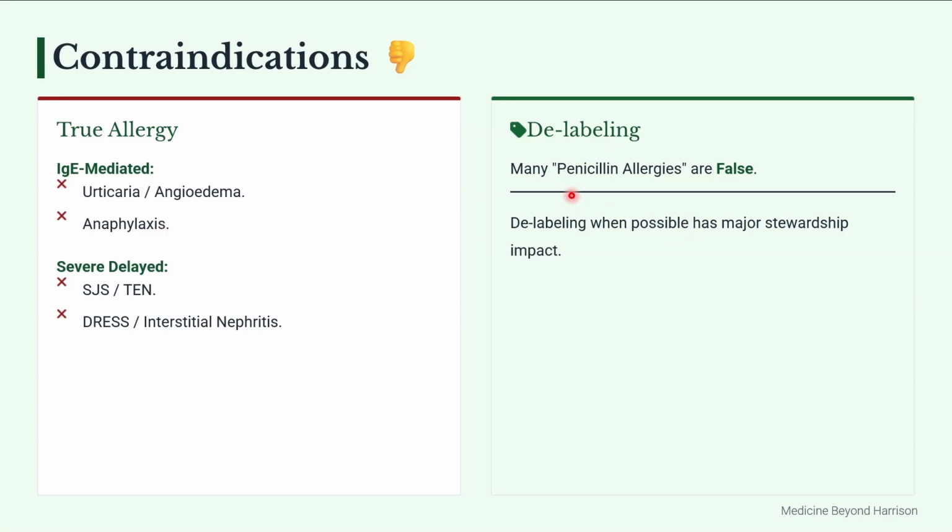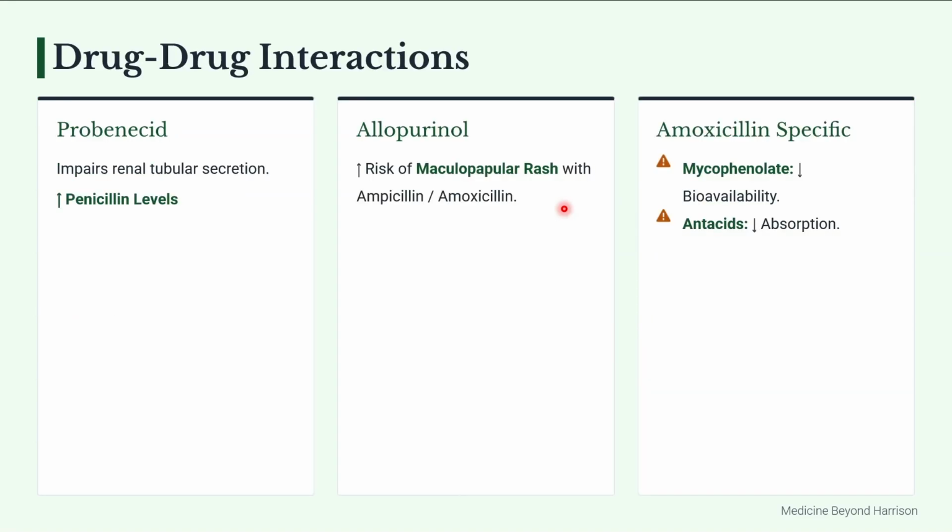So many penicillin allergies are actually false. Delabeling them when possible has a major stewardship impact. It is now stated that more than 70% to 80% of penicillin allergy labels are actually false, and these patients are not actually allergic to penicillin. Maybe they had some small skin rash and they would call it penicillin allergy. So try to delabel them as penicillin allergy whenever possible.